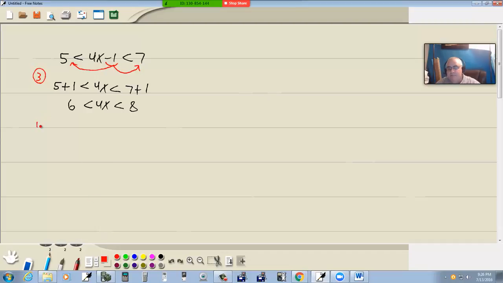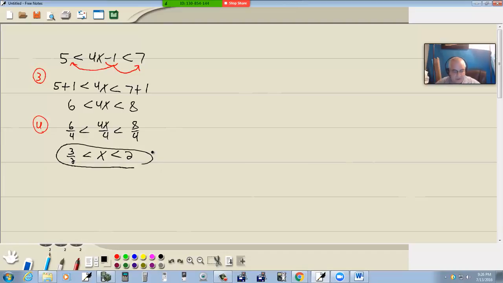And then our last step is to divide all three sides by the number in front of your x, which is 4. So we got 6 over 4 is less than x is less than, actually let me show that step. 4x over 4 is less than 8 over 4. So we got 3/2 is less than x is less than 2. And that would be our three-sided compound inequality.